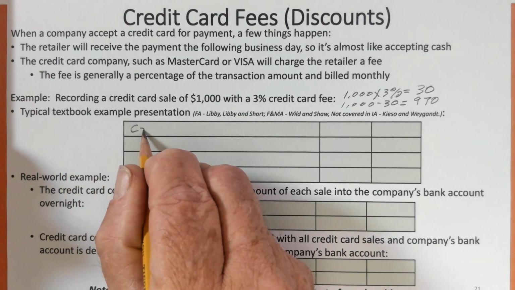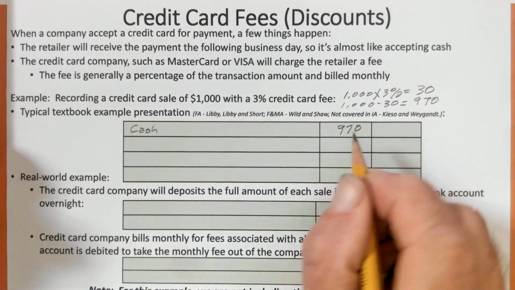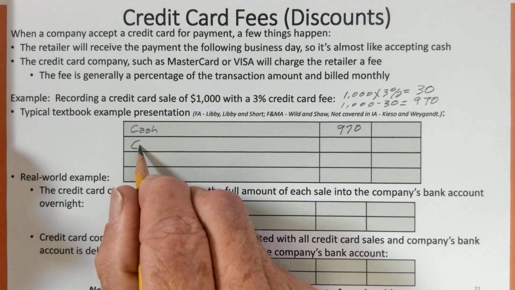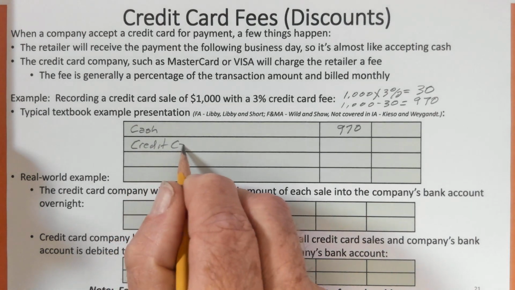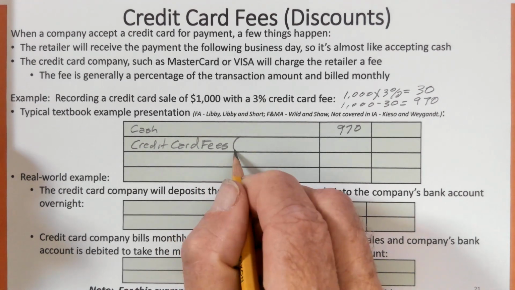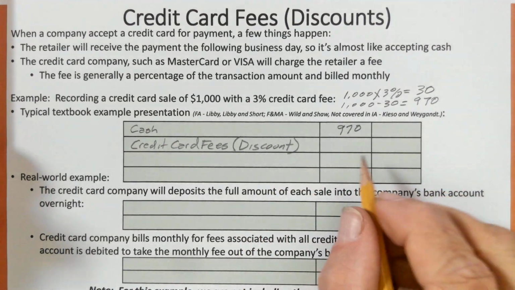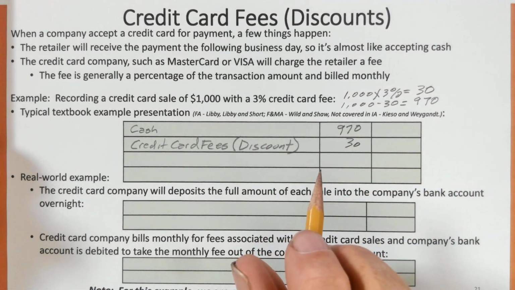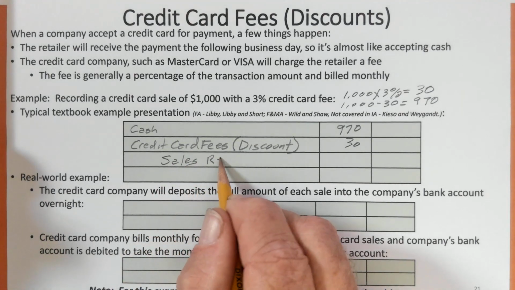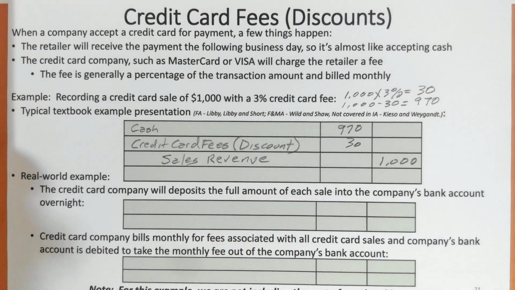So we're going to debit cash. And I guess in theory, we would debit it for the amount that we received, which is $970. And then we're also going to debit the credit card fees, and some may call this discounts, credit card discount, for $30. And then we're going to credit the sales revenue for the $1,000. So that's what we would do.